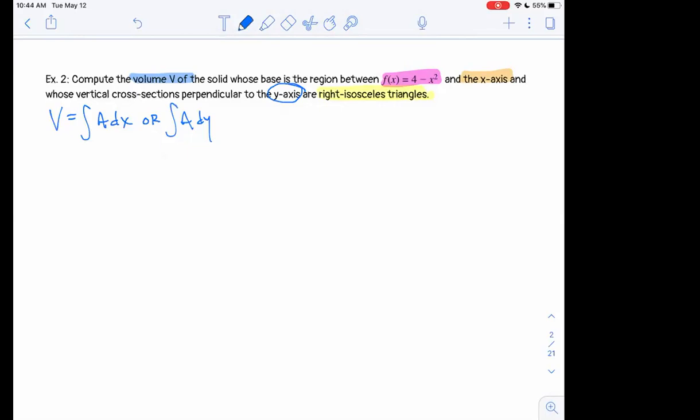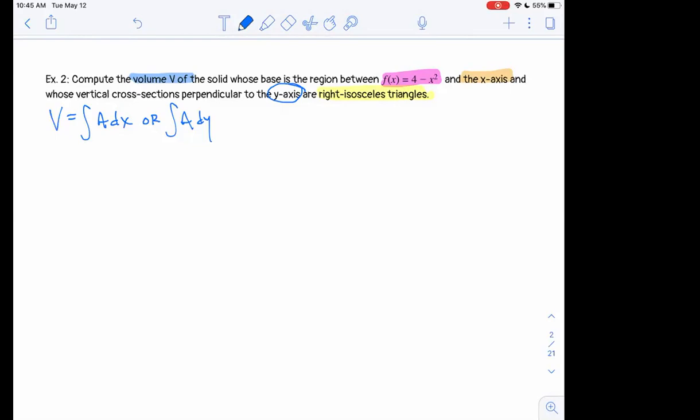So what does a right isosceles triangle have that's special about it? I know all triangles have 3 sides, but what's special about a right isosceles triangle? It has 2 right triangles that are identical.